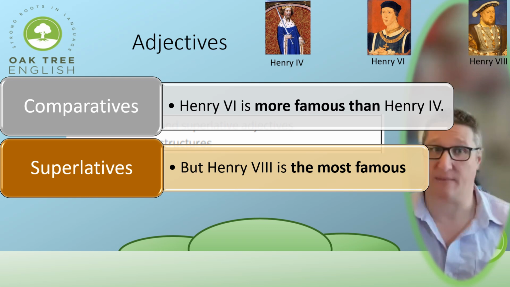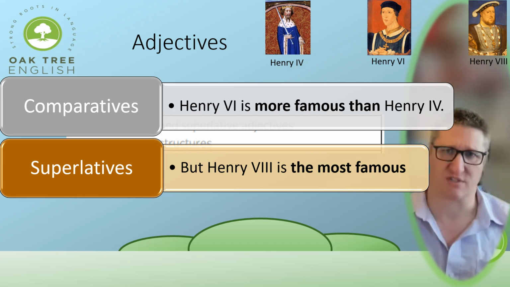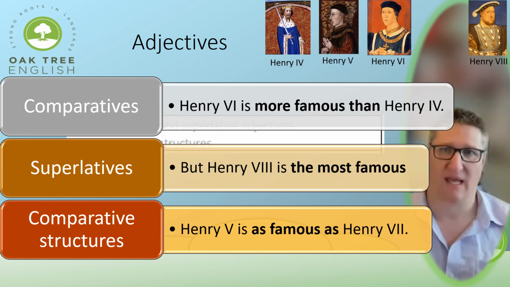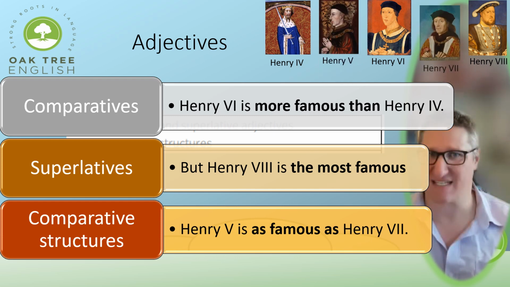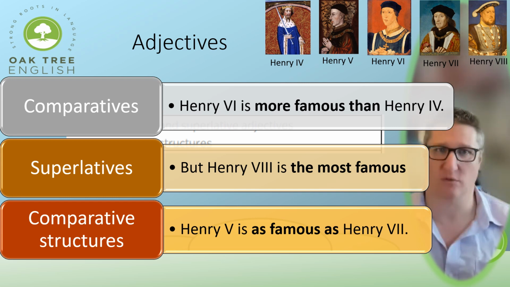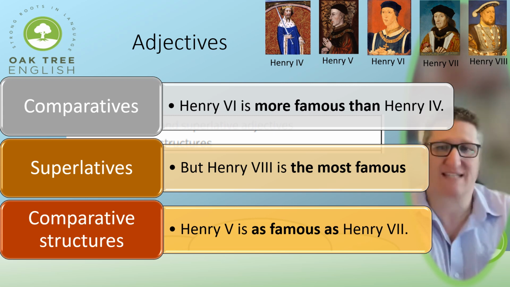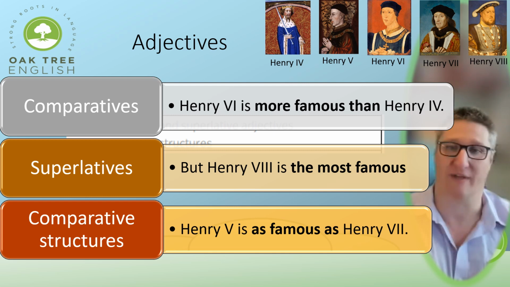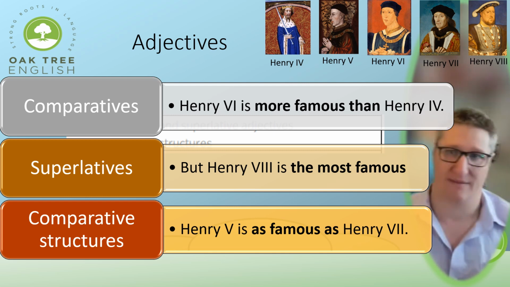You should also be able to use other comparative structures, such as Henry V is as famous as Henry VII. Henry V, of course, Battle of Agincourt, wars, the 100-Year War. Henry VII, the first Tudor, but people don't remember very much more about him than that. Henry VIII, of course, is the most famous Henry, King Henry that we've ever had. Those are adjectives.